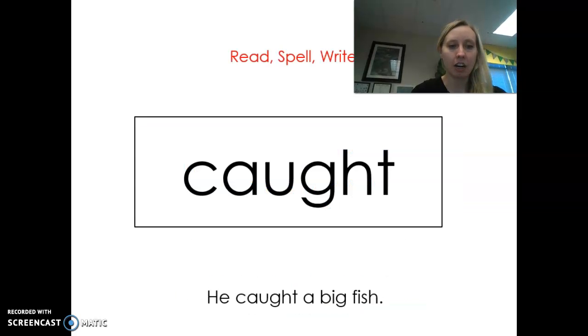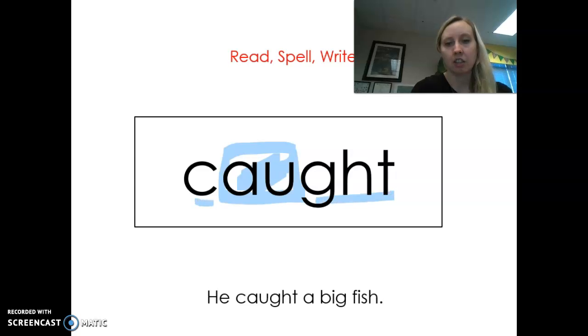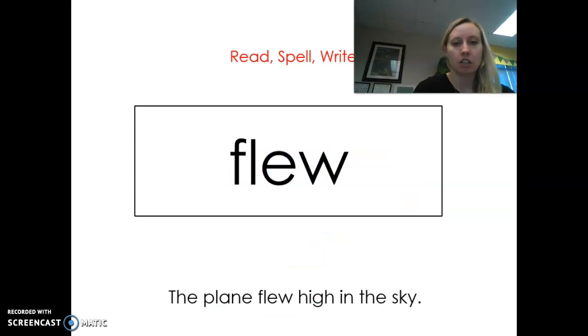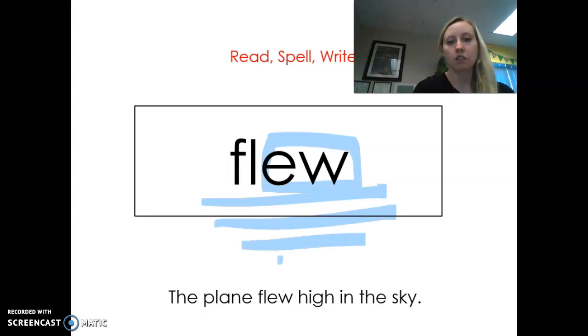Okay, here are our high frequency words. Now please remember AU says ah. And then I don't know why this says caught. I don't know why GH doesn't say anything. Okay, here we go 5 times. Caught, caught, caught, caught, caught. He caught a big fish. EW says ooh. Flew, flew, flew, flew, flew. The plane flew high in the sky.